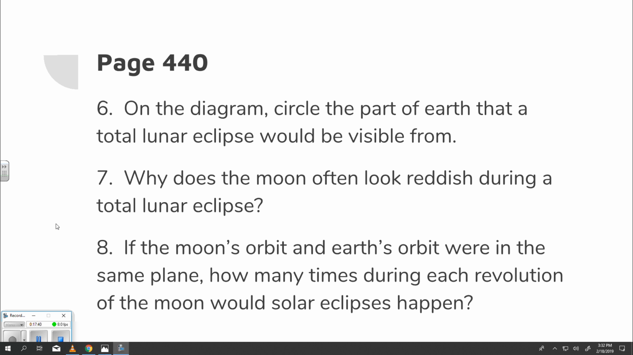Question 8. If the moon's orbit and Earth's orbit were in the same plane, how many times during each revolution of the moon would solar eclipses happen? Answer: Once.